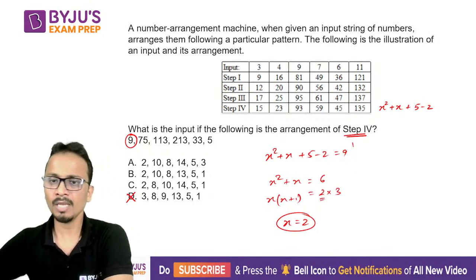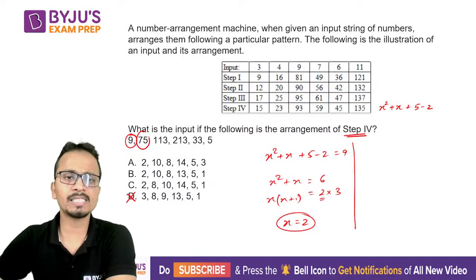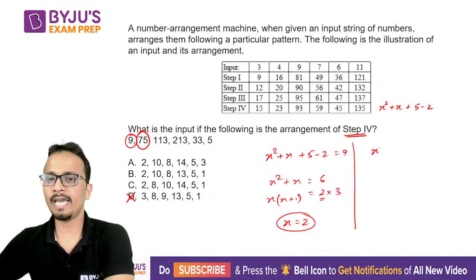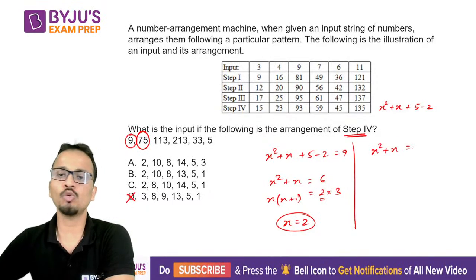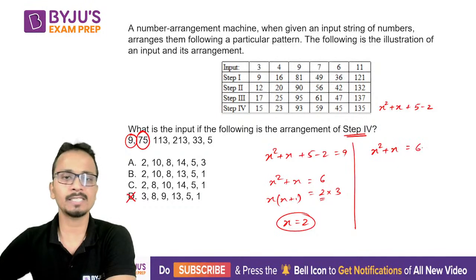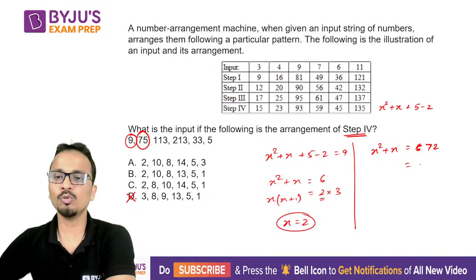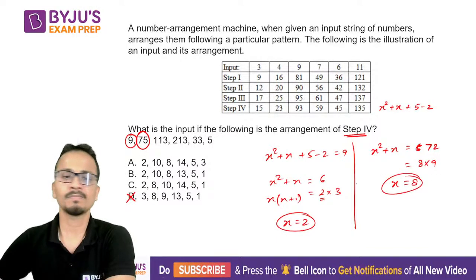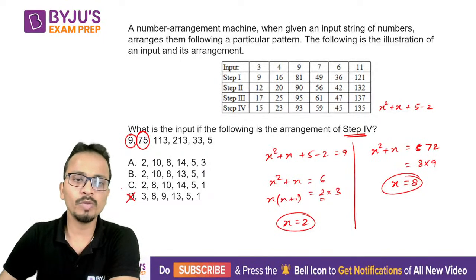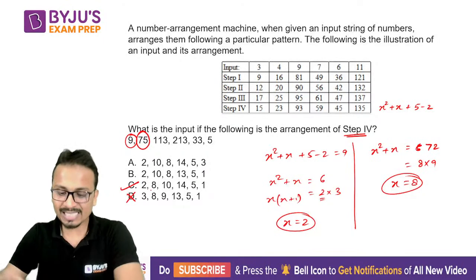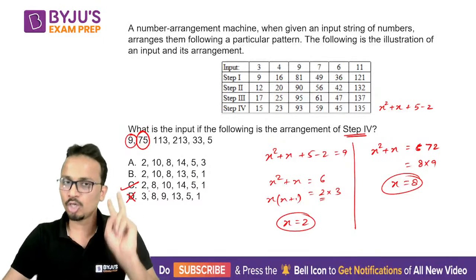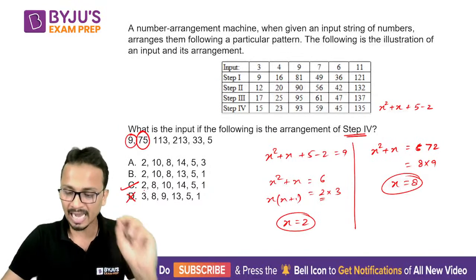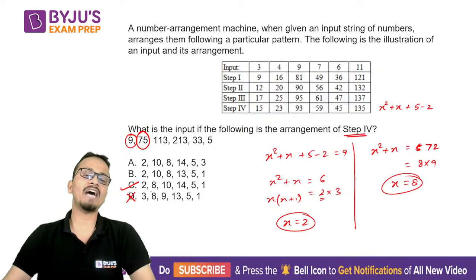Okay. Now similarly consider 75. So x square plus x equals, what will come here? 72. Now 72 is 8 into 9, so here the value of x will be 8. All right, and the answer will be option C. That's it. You just need to compare two numbers, and after comparing two numbers we have got the answer.